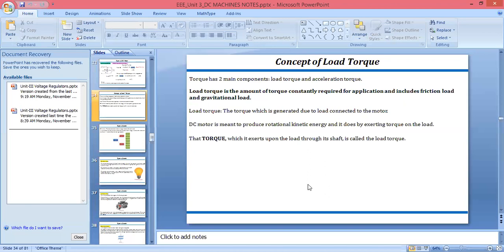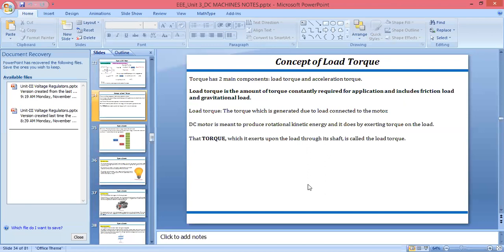Then we have seen about the yoke. The yoke is the outer part of the construction of the DC machine. It gives protection to the assembly of the DC motor and the DC generator. We can use cast iron to make the yoke. Then we have seen about the poles. We use the poles to carry the field winding. It means we are placing the winding as a conductor on the poles.